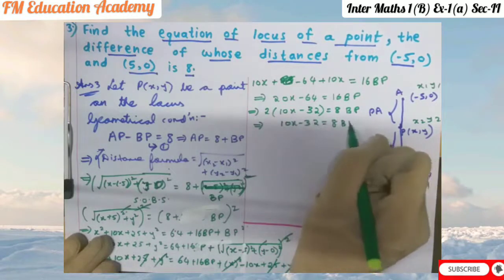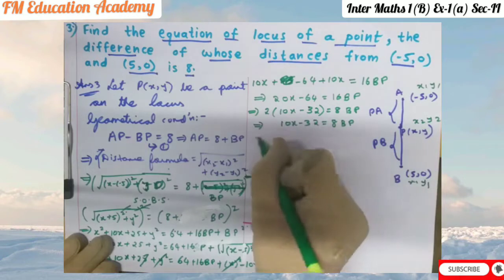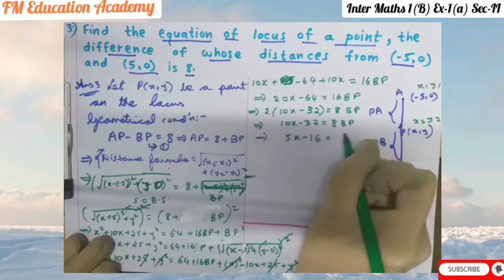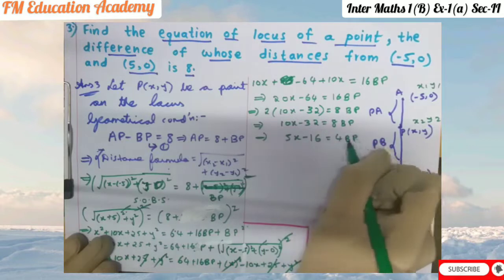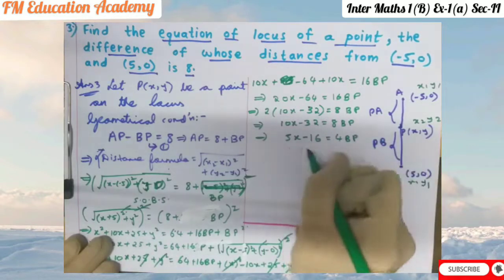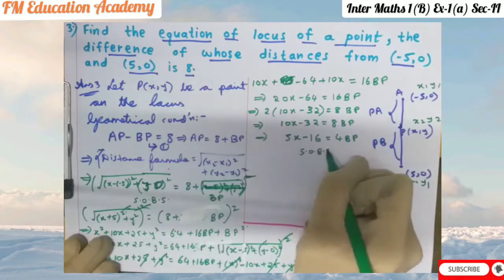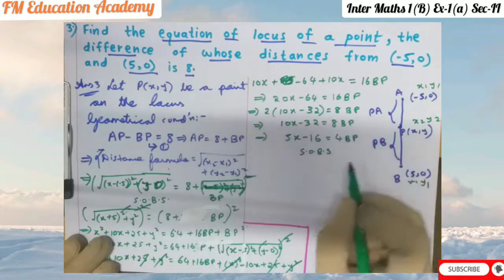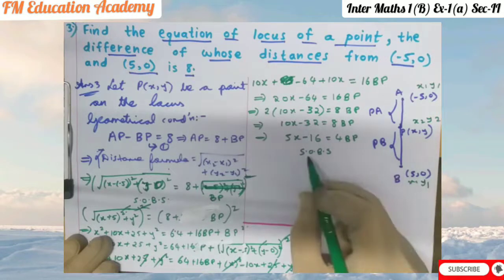Again we can take out 2. So 2 5s are 10, 2 16s are 32, 2 4s are 8 BP. Now we'll square on both sides. Why will we square on both sides? Because when we substitute the value of BP, BP will be root of (x2 minus x1) whole square plus (y2 minus y1) whole square, and if you apply the whole square again, root and square can get cancelled. That is the reason why we are squaring on both sides.